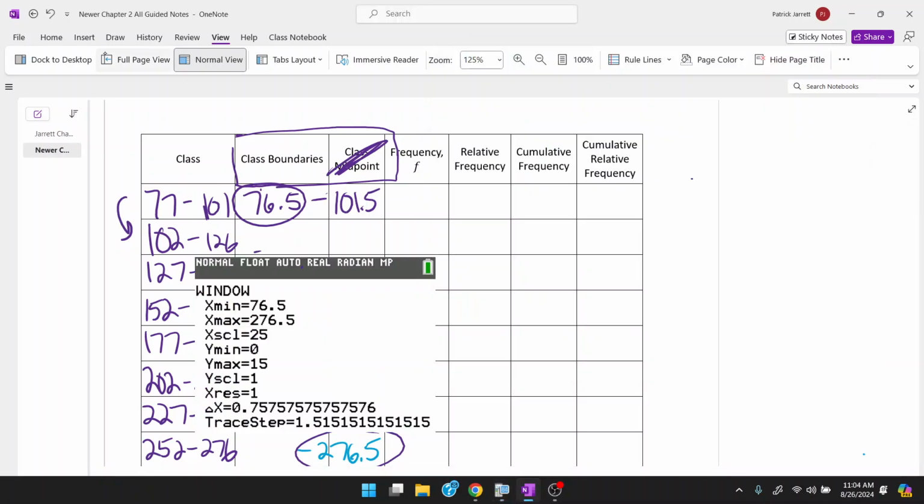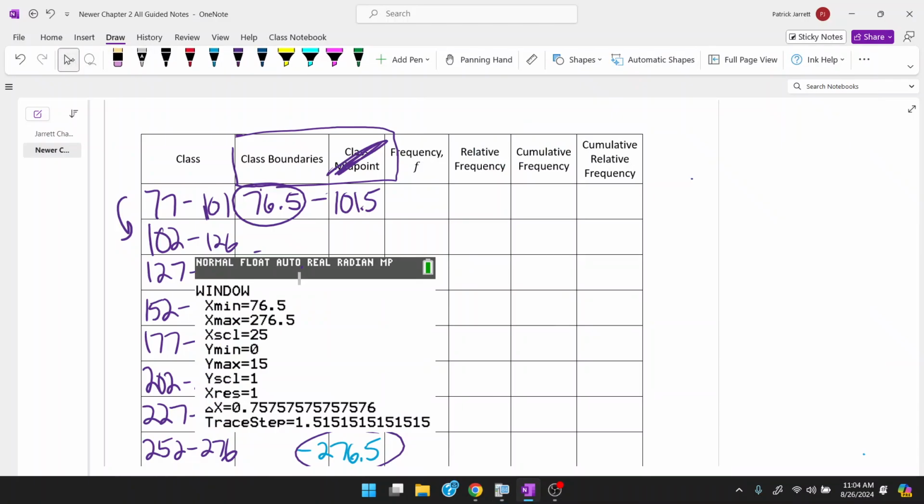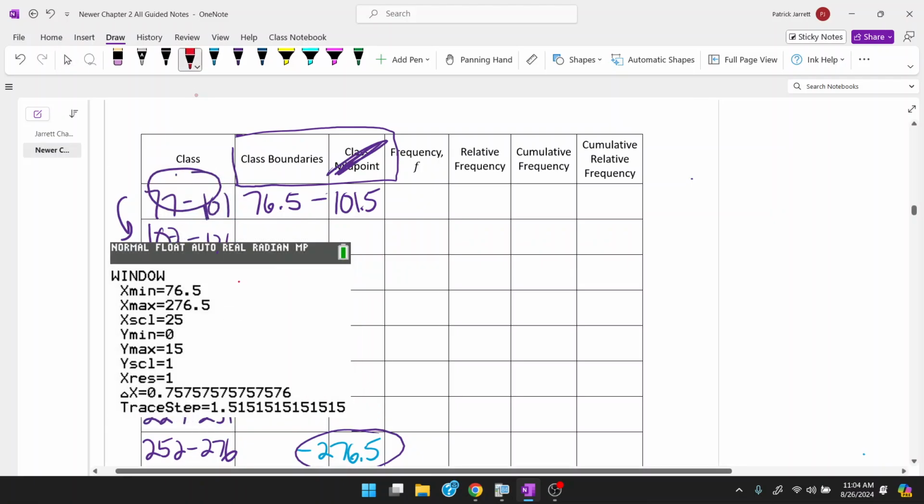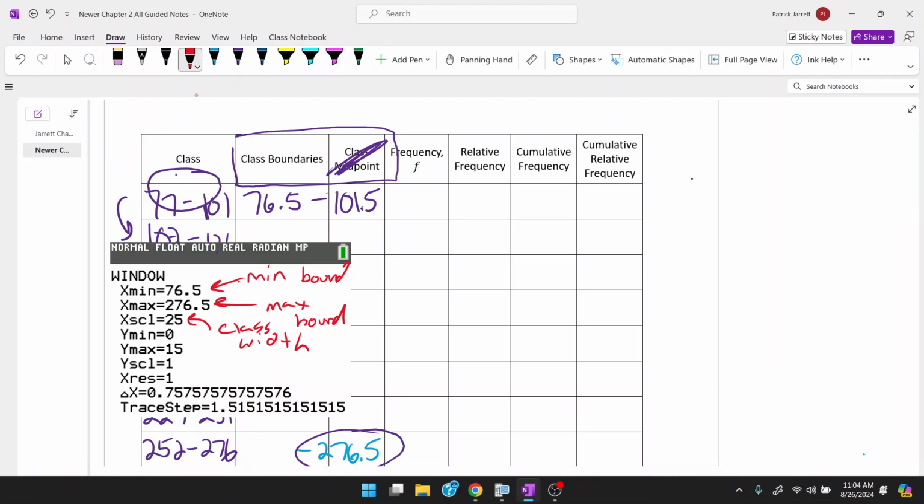Now, here's the thing. We kind of have the luxury of this with Texas Instruments here. But remember, this is your min boundary. This is your max boundary. And 25 is your class width. Now keep in mind, these calculators are also used by my 171 and 172 students, so you might find some foreign material on there. So like in Y1 or whatever, you might have to go clear that out. That's okay.